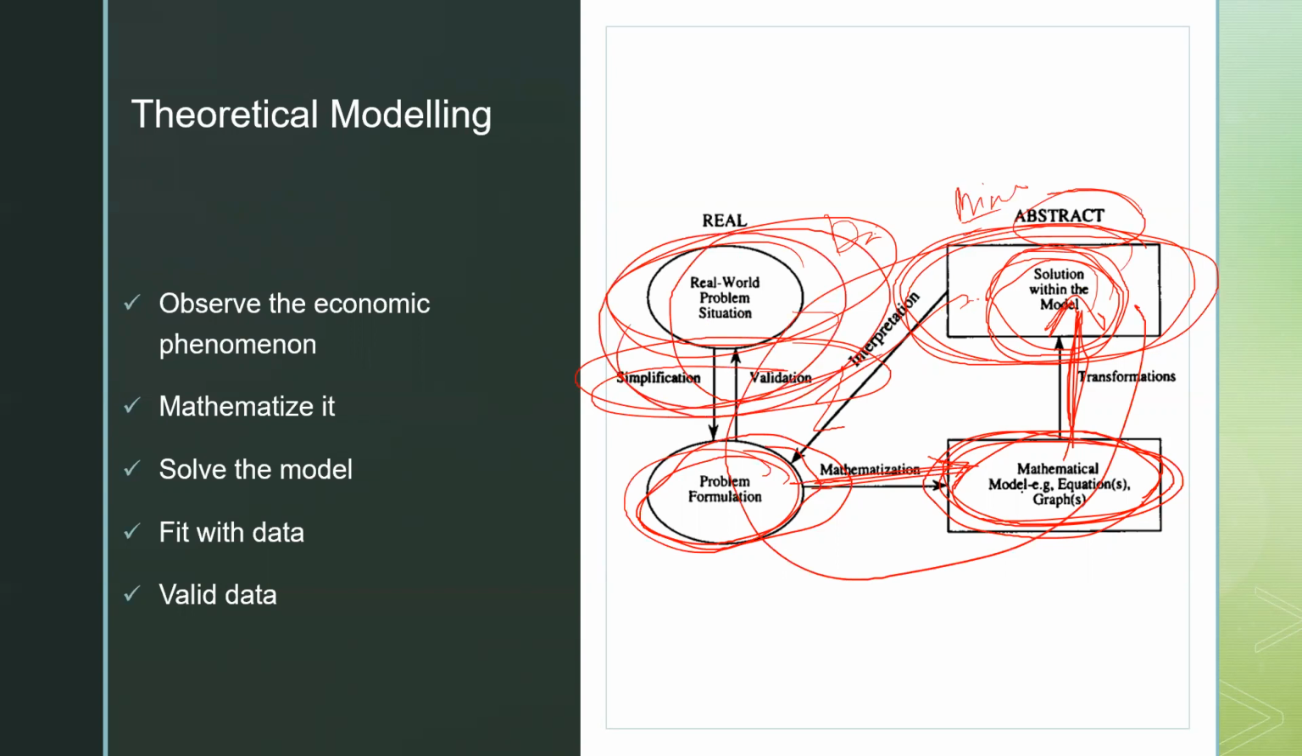All of you got it? Okay. So this is how it happens. First, observe the economic phenomenon, mathematize it, then solve the model, then fit it with the data, then validate it. So these are the steps you need to follow to build a theoretical model: model the mathematical equations, solve the model, fit the data, and validate whether this is in accordance with your real world problem. So this is theoretical modeling.